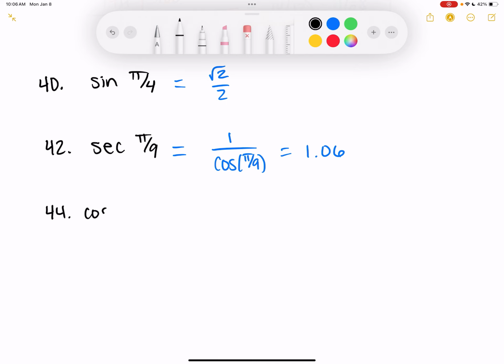44, cosine of pi over 6. So cosine are what values? Adjacent over hypotenuse, the x values. So on your unit circle, find the cosine of pi over 6 and tell me what it is. What is the cosine of pi over 6 from your unit circle? What is the x value at pi over 6? Root 3 over 2. And that's how you would give the answer.